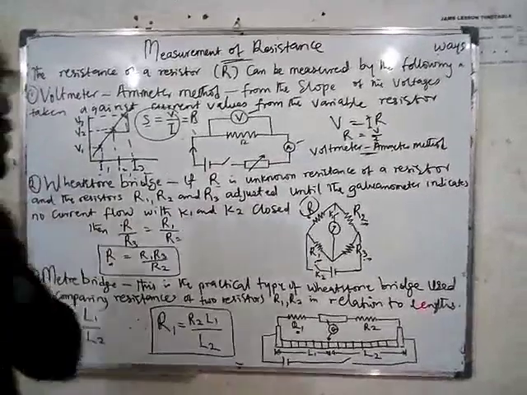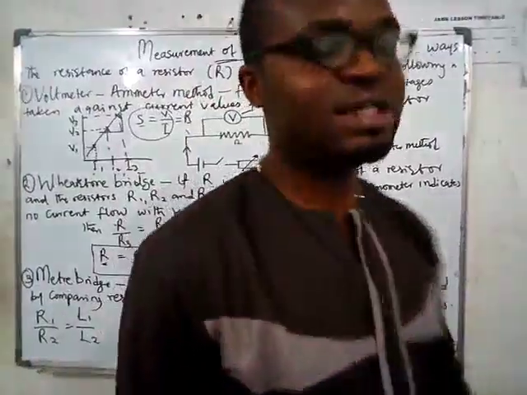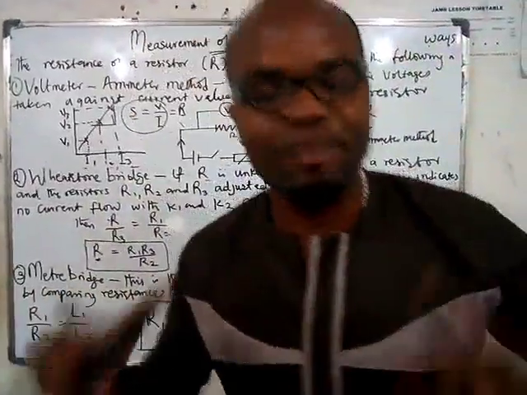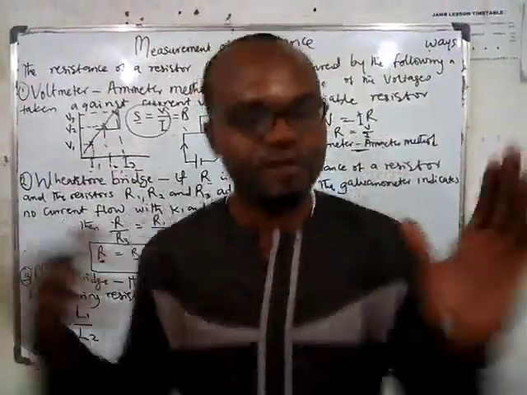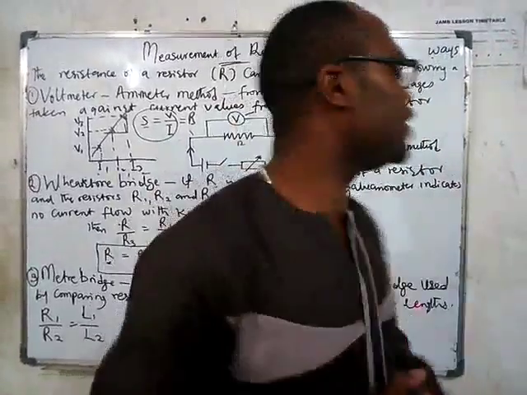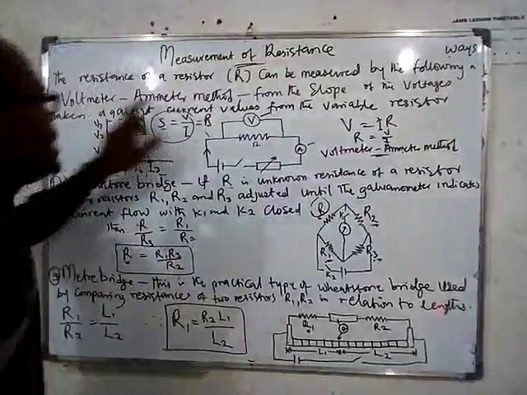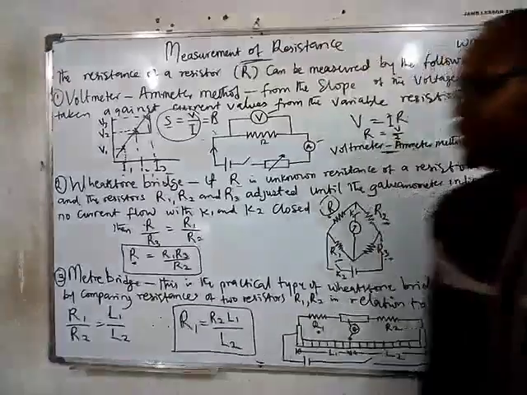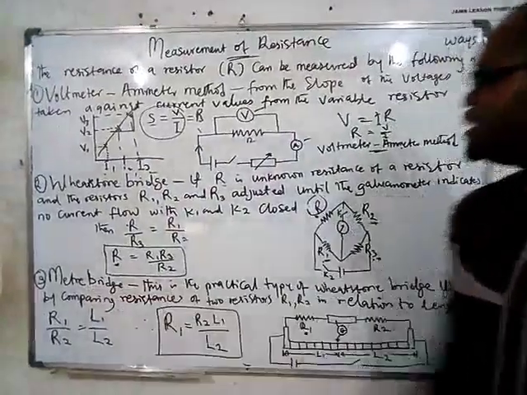So these are the ways you can use in measuring the resistance of a resistor. 3 ways, like I told us. If you want to measure the ability of a resistor to prevent the free flow of current in an electric circuit, there are 3 ways of doing that. Number 1, using the voltmeter ammeter method. Number 2, using the Wheatstone bridge method. And number 3, using the meter bridge method.